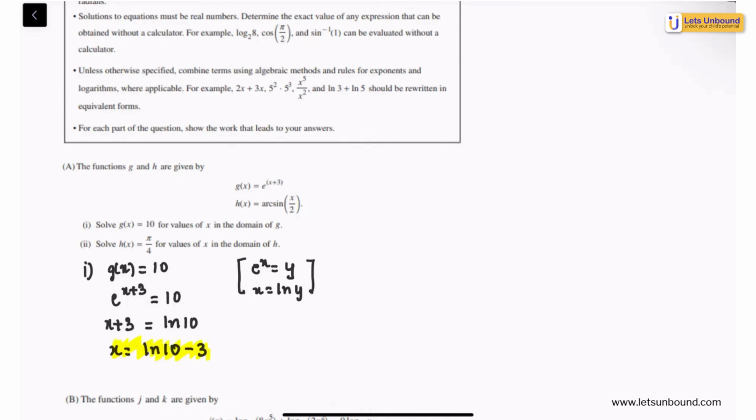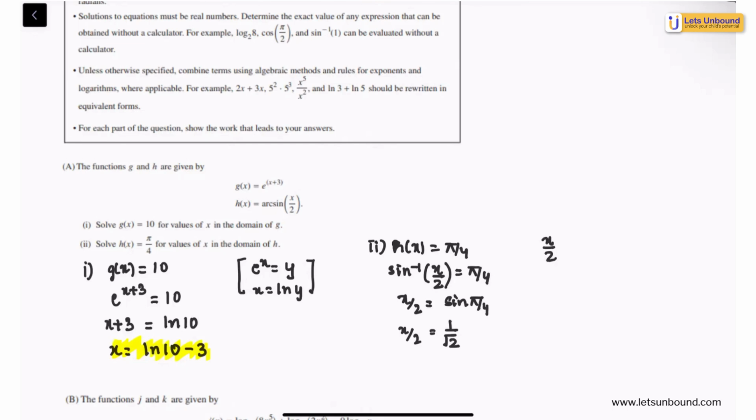Reading the second part of the A part, it says h(x) equal to pi over 4 can be found for all values of x in the domain of h. Now, to find that out, we have h(x) equal to pi over 4, which would mean I have sine inverse, because arcsine is the sine inverse function, sine inverse of x over 2 equal to pi over 4. To find the inverse function, we can take the sine to the other side, which means I can evaluate sine pi over 4. So x over 2 equals sine pi over 4, which has a value of 1 over root 2, which means x over 2 has a value of 1 over root 2.